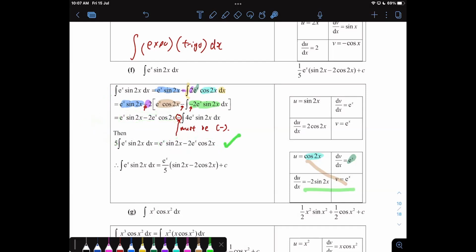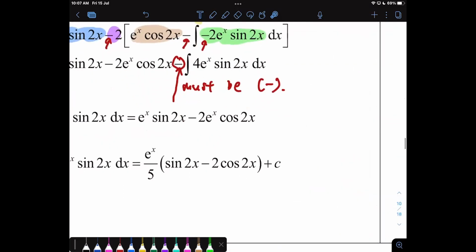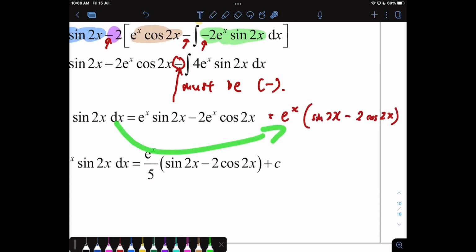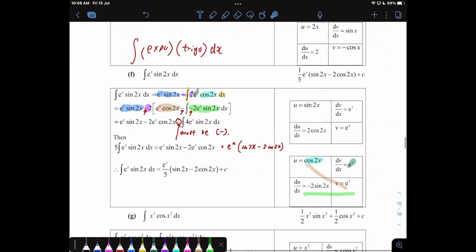Okay. Then now that you have 5 times the original answer, you just have to divide over. So it's 1/5. What they did here is something a bit different. They factored out the e power x first. Okay, maybe I rewrite it: e power x multiplied by sine 2x minus 2 cos 2x. Then after that, you divide by 5, which is what you get over here. Don't forget a plus c.